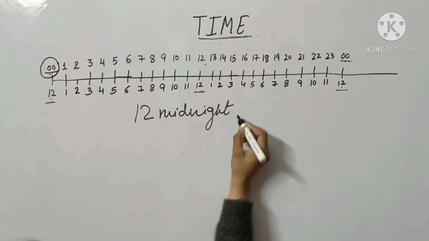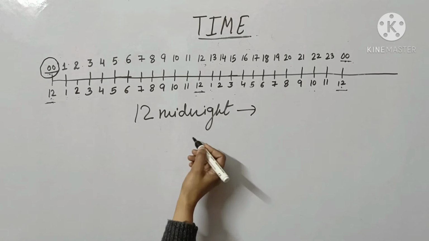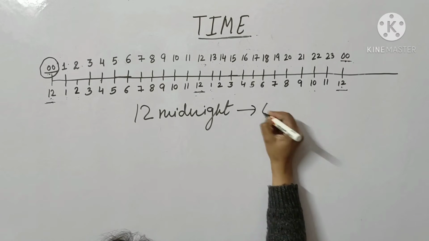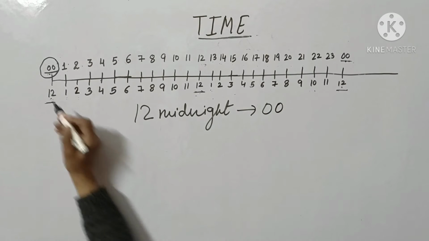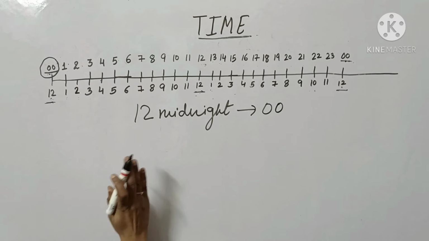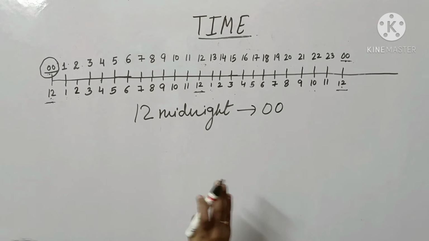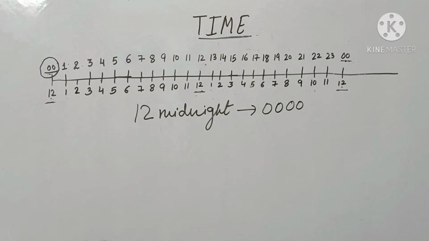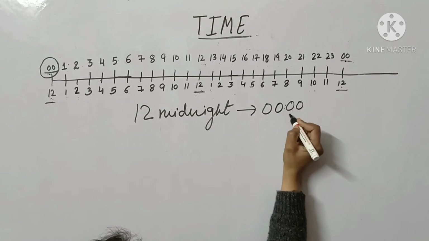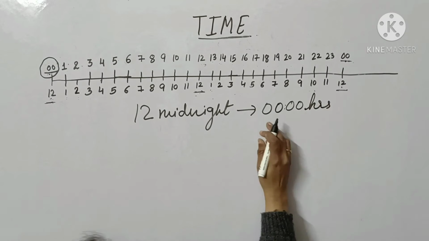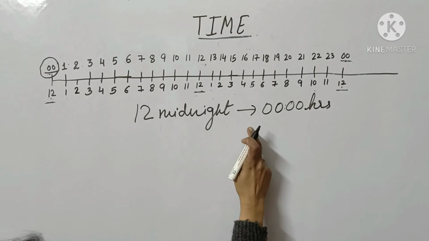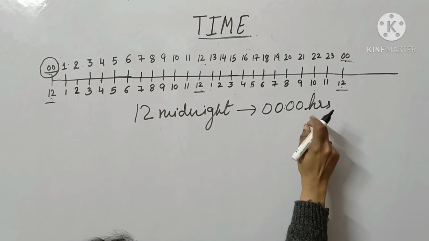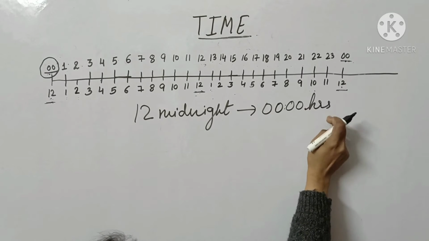So how we will write the time 12 midnight in 24-hour clock time? 0, 0. And both the hands are at 12 only. That means not even a single minute has passed. Complete time is 12. That means 0 hours and 0 minutes. In this way, we write 12 midnight in 24-hour clock time. That is 0, 0, 0, 0 hours.